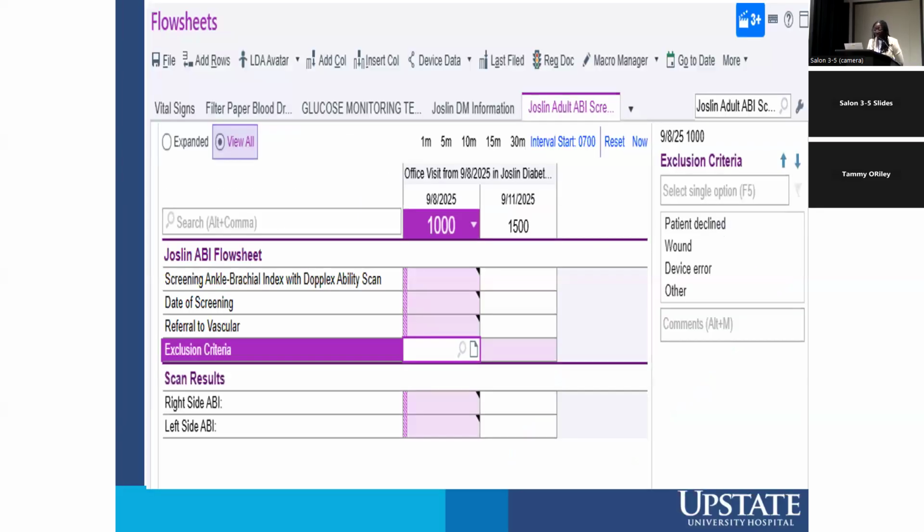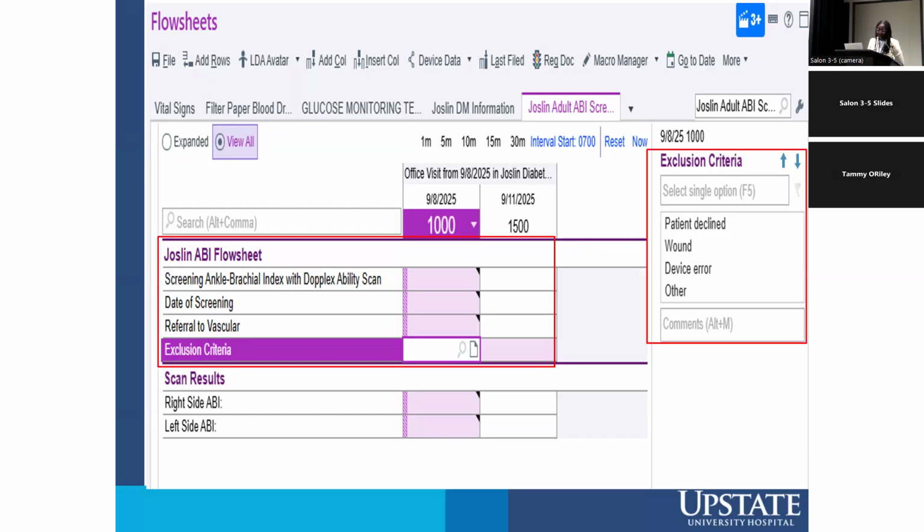So here's a flow sheet in our EPIC EMR. We have a spot to select yes or no, whether the patient was screened for the ABI or not. You can put in the date, you can put in whether the patient was referred to vascular, and then we also have a spot for the exclusion criteria.